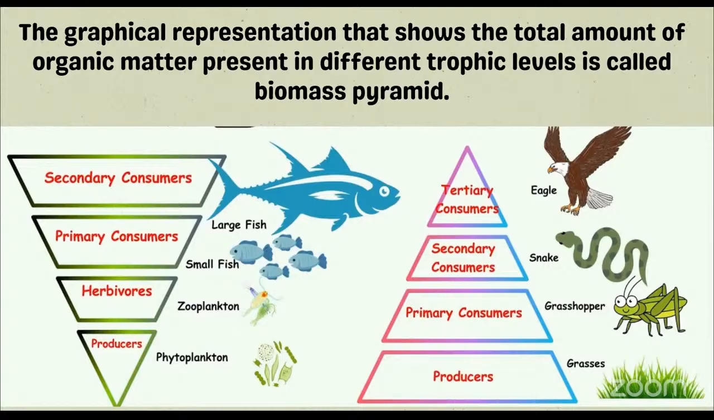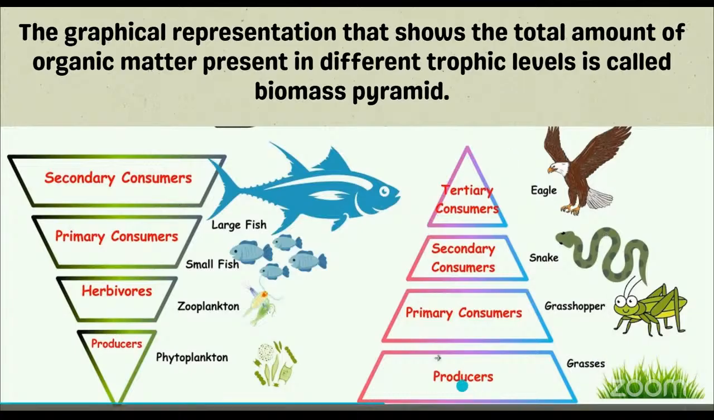So you can see here, in the second case, it's what we studied earlier, the normal case on land. So we have grass, grasshopper, snake, eagle. This is the upright version of the biomass pyramid.